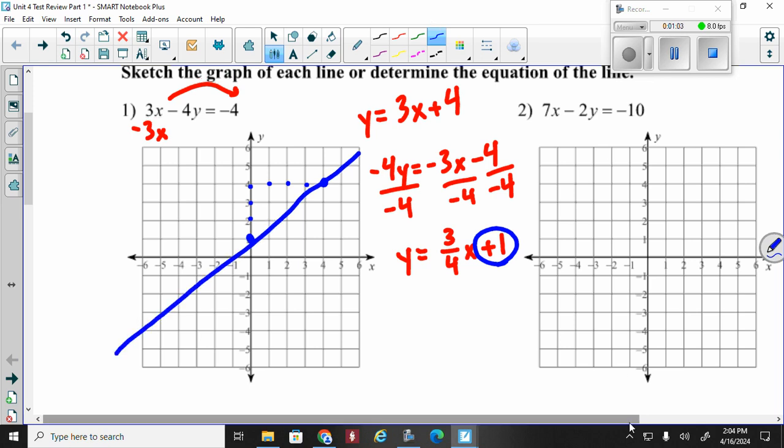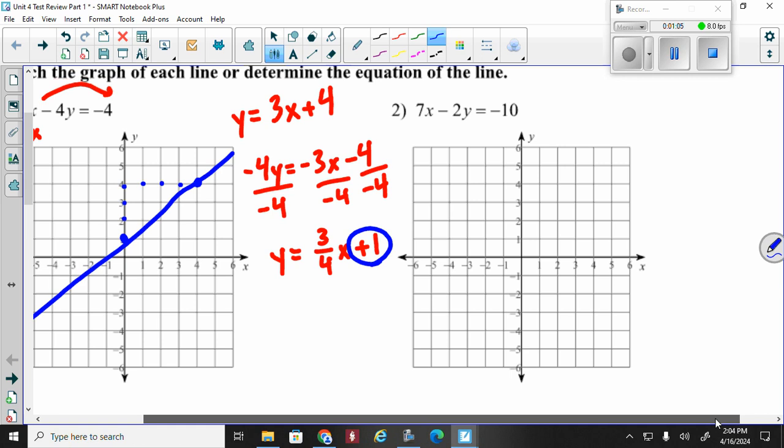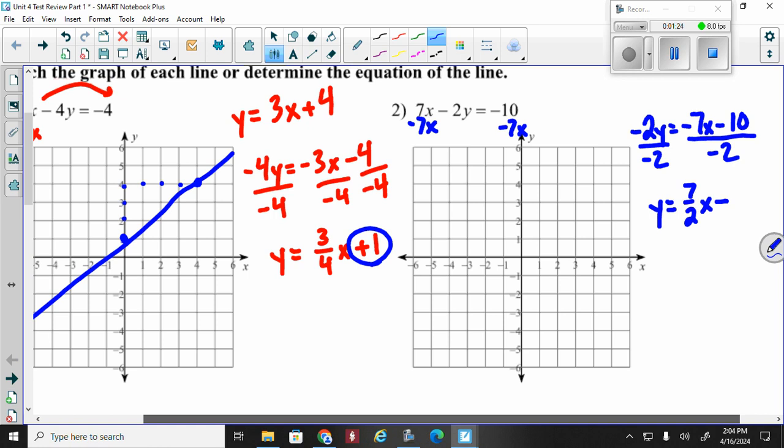All right. Next one is this one, and we're going to go ahead and take this 7. We're going to move it over, so that's minus 7, minus 7. At this point in time, you should know exactly what you're doing, so going a little faster would be okay. Divide by negative 2. I'm just going to write it like this. So y is equal to positive 7 over 2x plus 5.